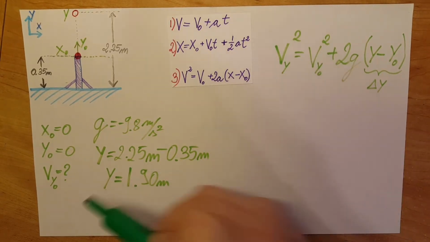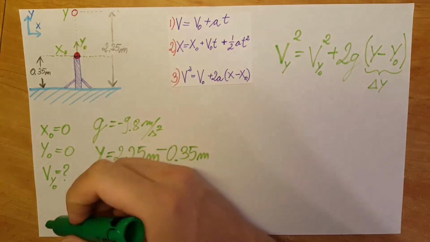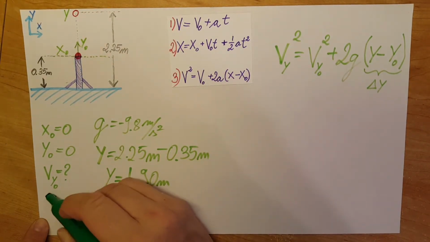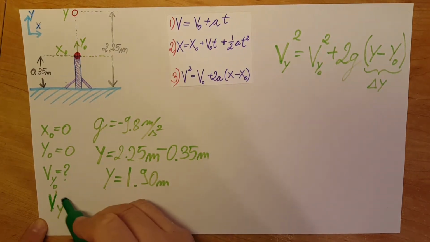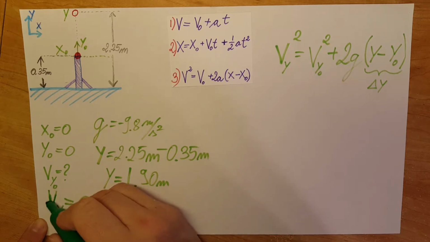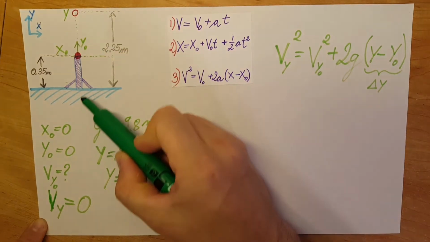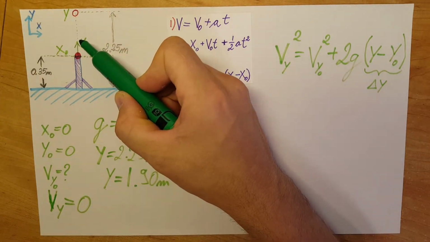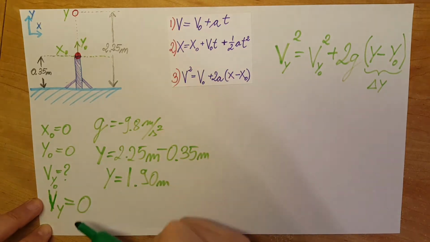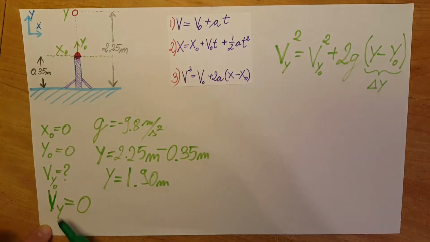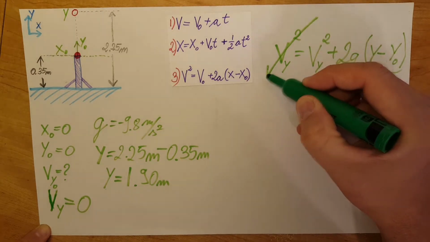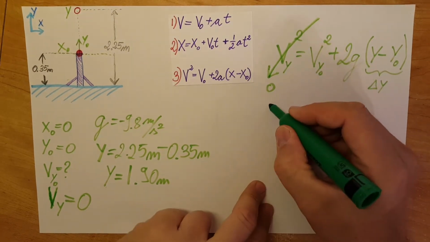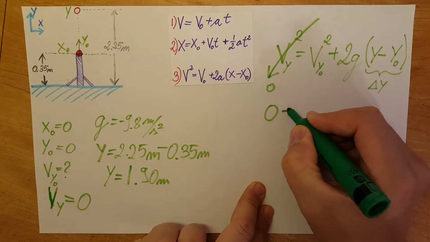Okay, let's start plugging in. Our v at the top, we also know that one. We can write it down. V at the top will be 0. This point is when the ball reaches maximum height, stops for a brief moment, and starts coming back down. That's our location, and the velocity at that point is 0. So this one will be 0.